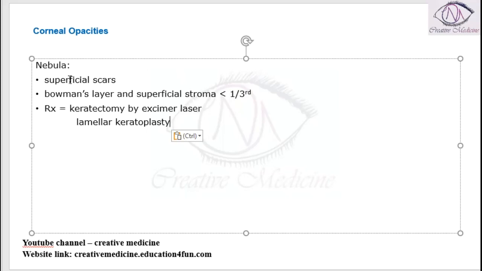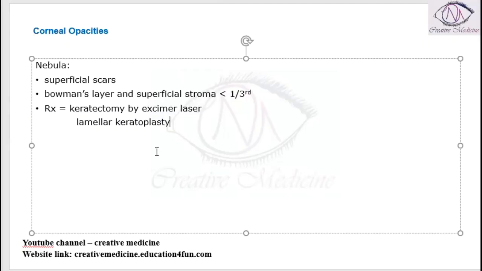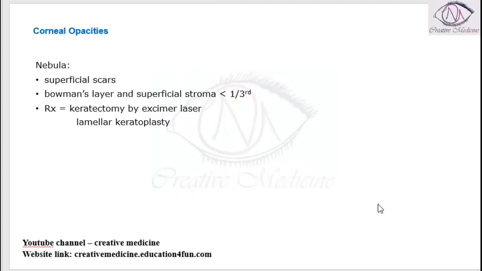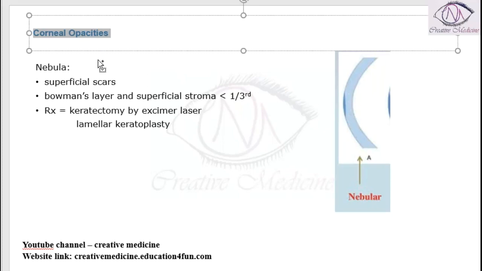So nebula is actually a superficial scar where the Bowman's layer and superficial stroma are involved in less than one third, and treatment is by keratectomy and excimer laser. So it's a superficial scar with less than one third of the stromal involvement.